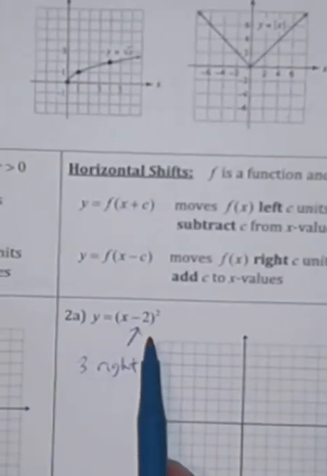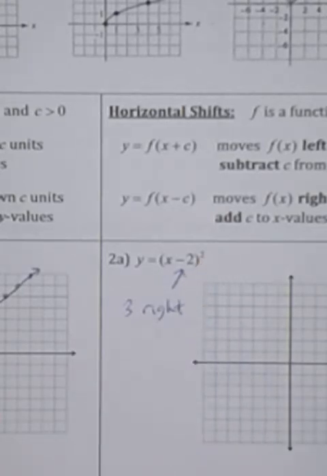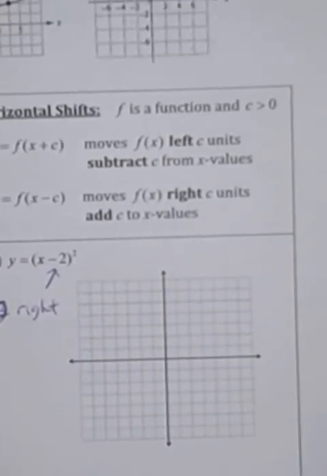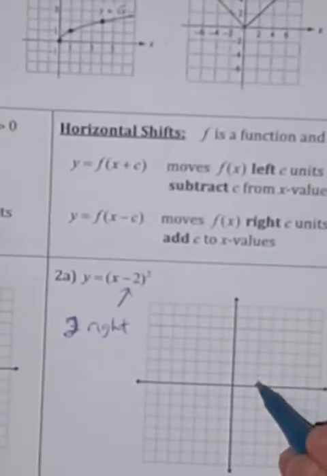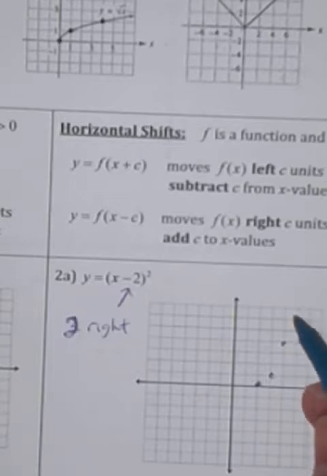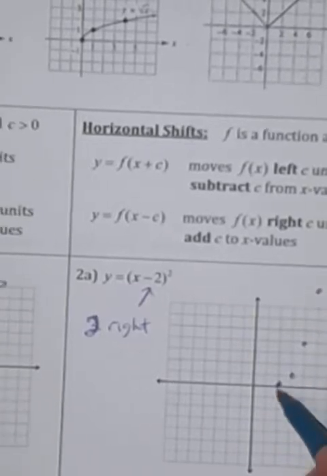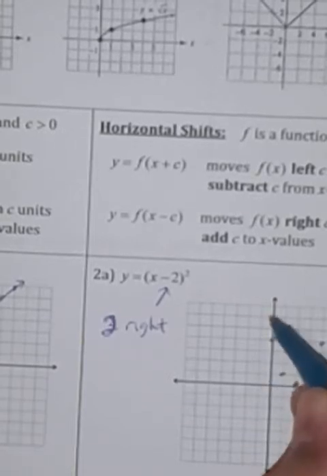This one, which of these functions is it? Well, that tells us it's the squaring function, the parabola, 2 to the right. 2 to the right, I'm sorry, I wrote 3. So I'm going to move the vertex 2 to the right. Our A is 1, so I'm going to follow the pattern from the vertex: 1, 1, 2, 4, 3, 9, and the same on the other side.